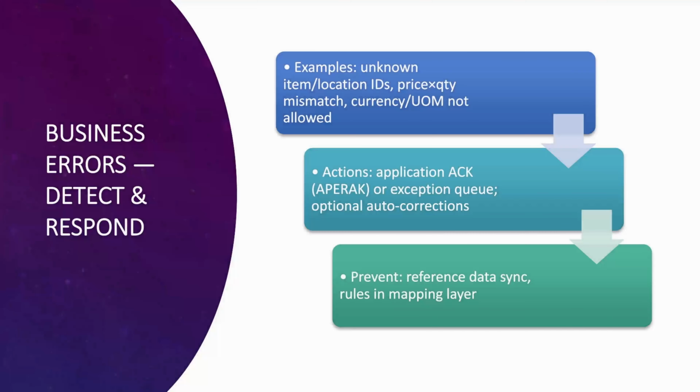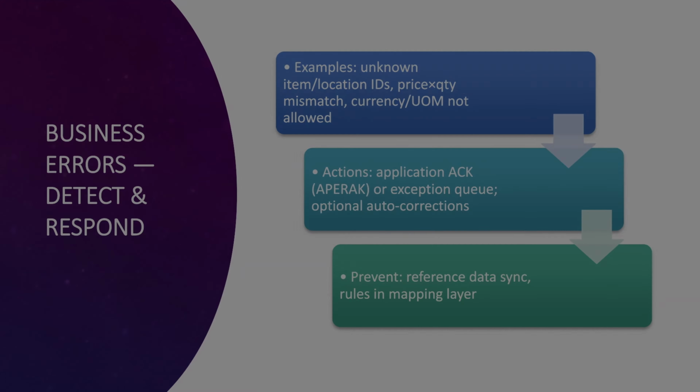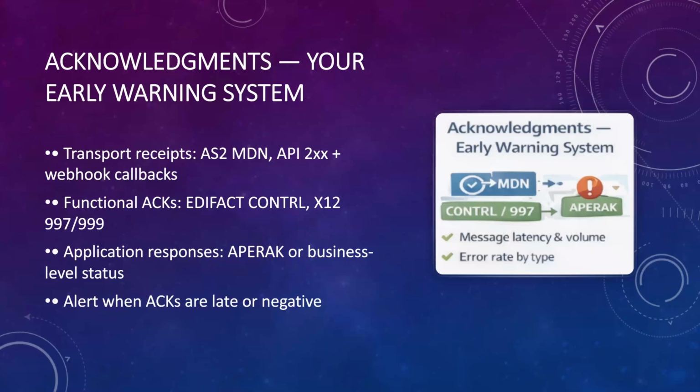Business errors happen when the message is technically readable, but the data is not acceptable for the business process. This can include unknown item IDs, invalid ship-to locations, incorrect totals, or missing references required by the partner. The key is to detect them consistently, apply your agreed policy, reject versus accept with warning, and ensure the fix is validated before reprocessing. Acknowledgements are your early warning system.